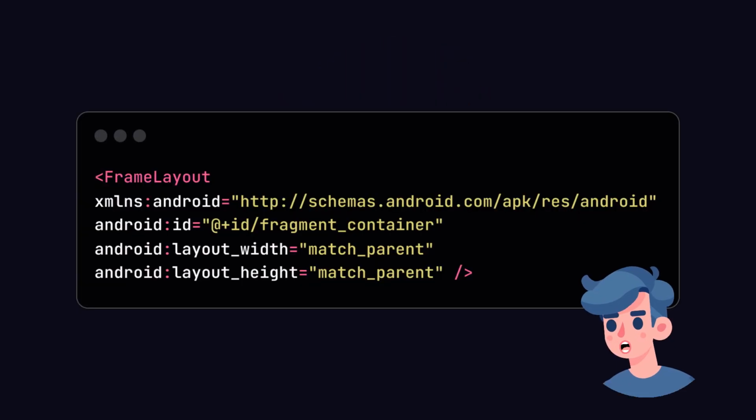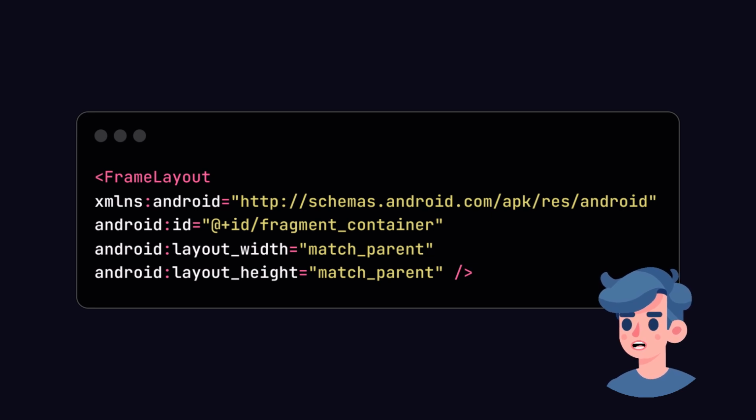Now that we have ARCore set up, let's create a basic layout for our activity. Open the XML layout file for your main activity. We're going to use a simple frame layout to hold our AR content.